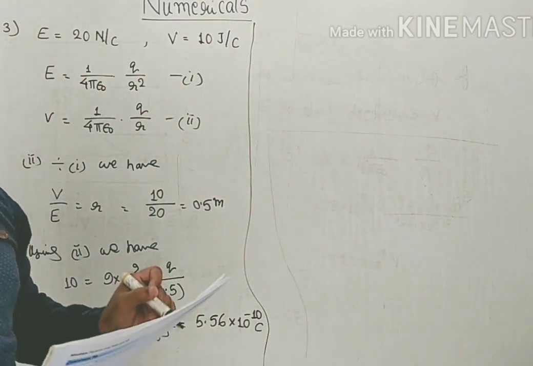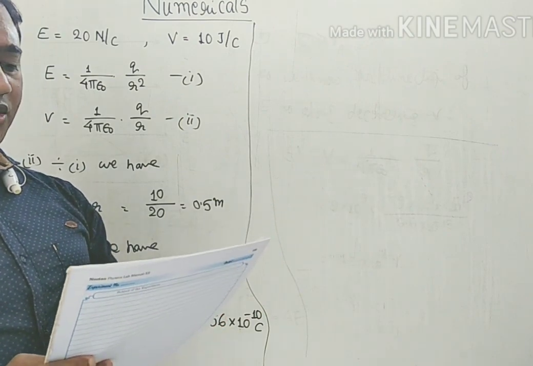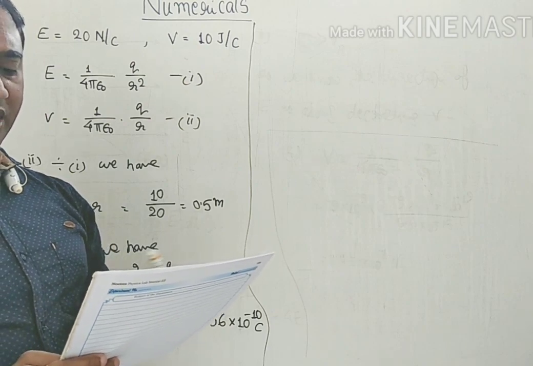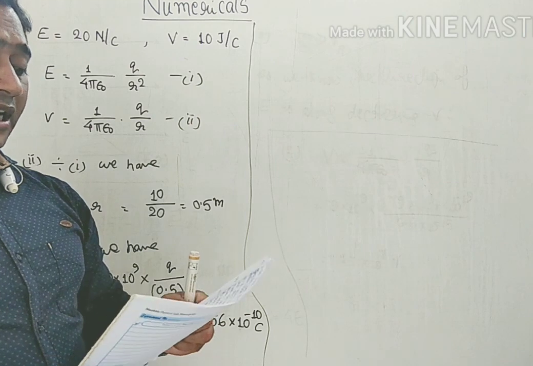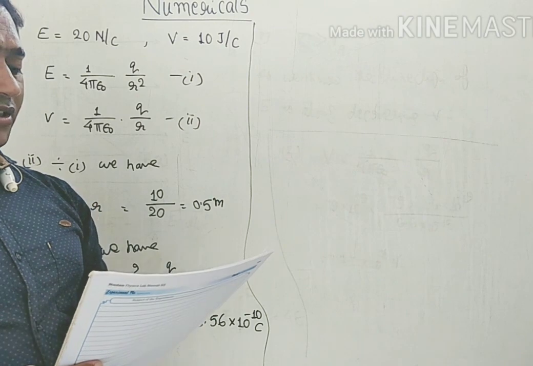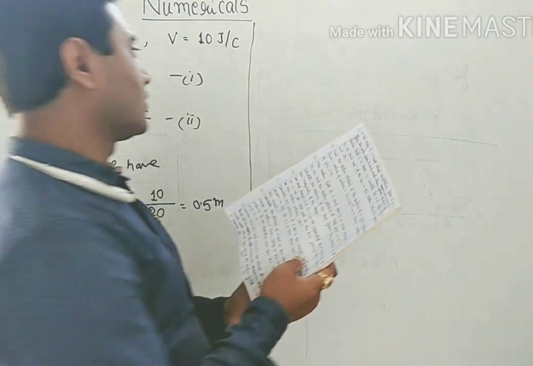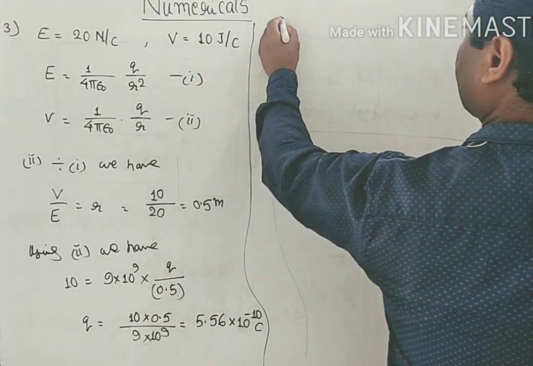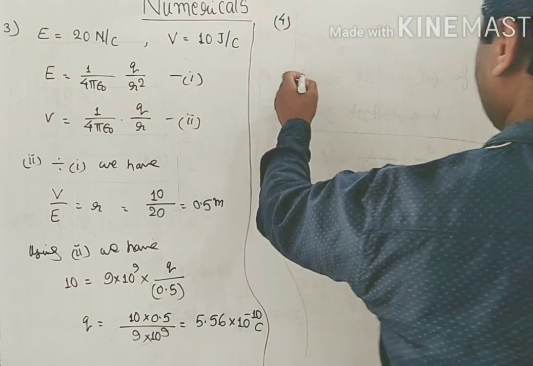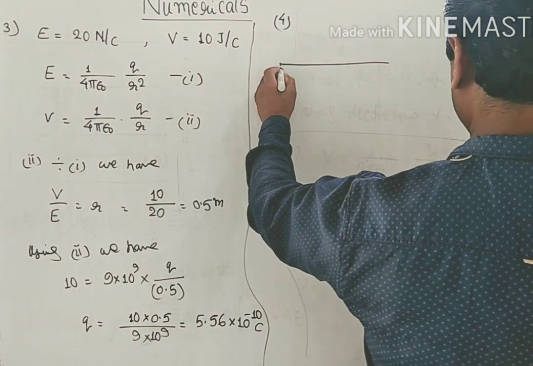So let's move on to question number 4. Question number 4 is: two point charges, 4 microcoulomb and minus 2 microcoulomb, are separated by a distance of 1 meter in air. At what point on the line joining the charges is the electric potential 0? So two charges are given at certain distance and we need to calculate at what point in between them we have 0 potential. So here I'm just drawing the diagram so that we can have better understanding of the question.